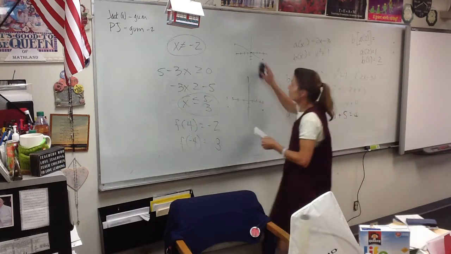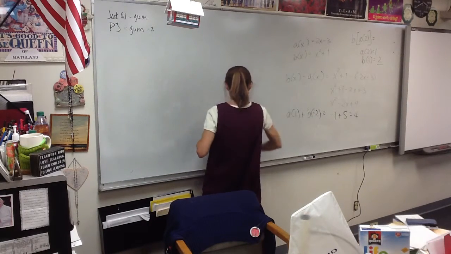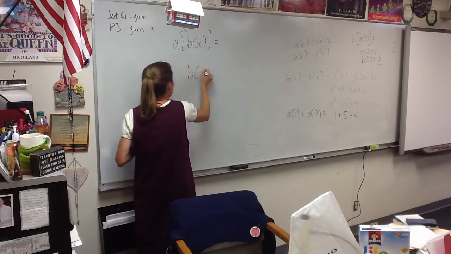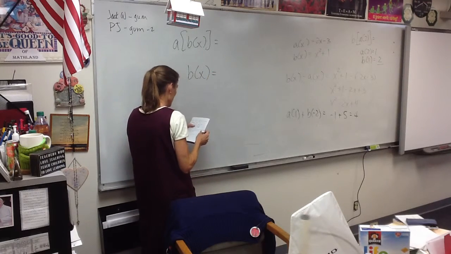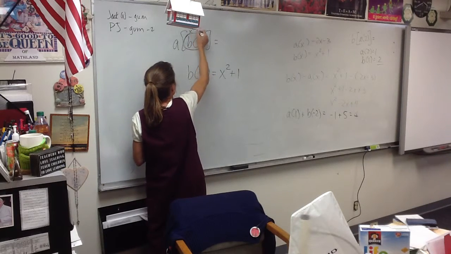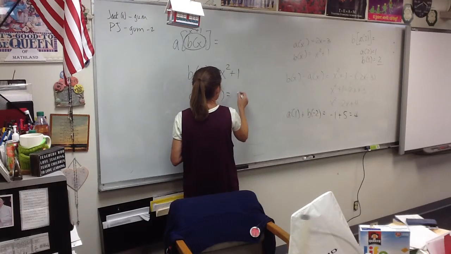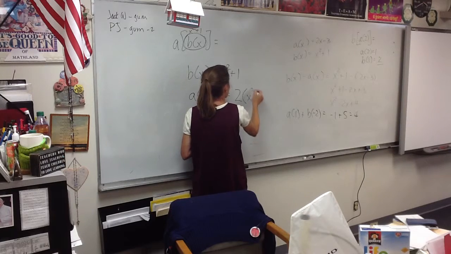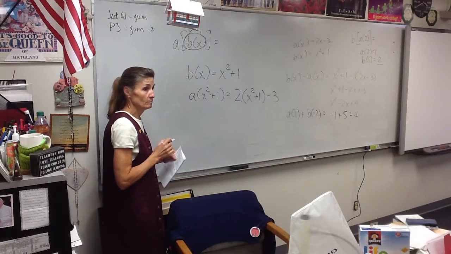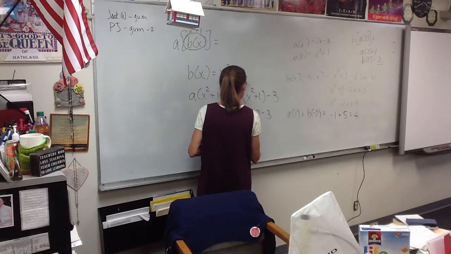And a of b of x. So what's b of x? X squared plus 1. So this is x squared plus 1. So I'm finding a of x squared plus 1, which would be what? 2 times x squared plus 1 minus 3, which is 2x squared plus 2 minus 3, or 2x squared minus 1.